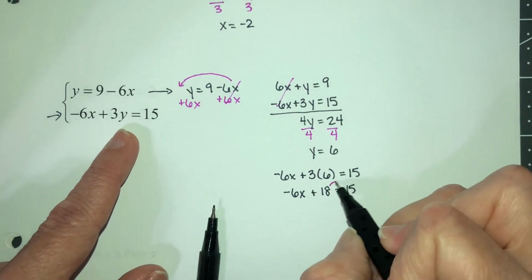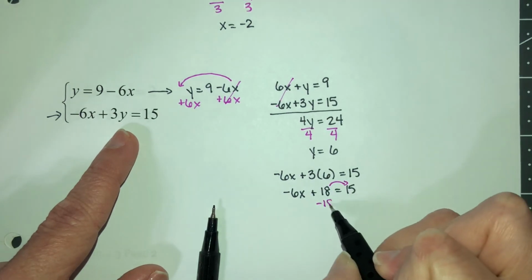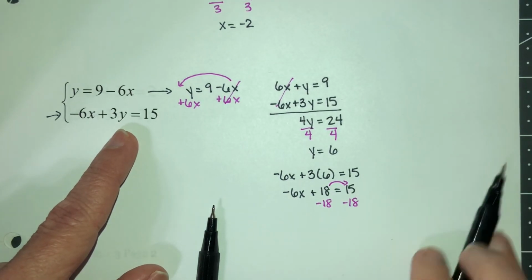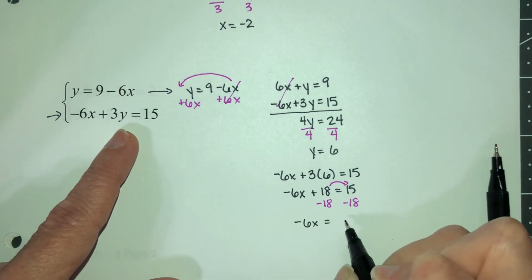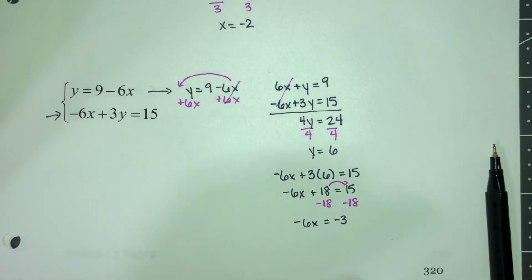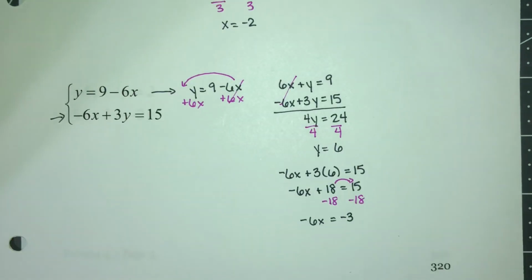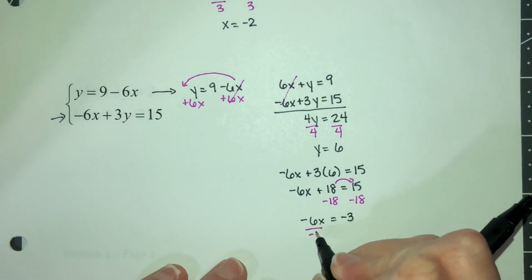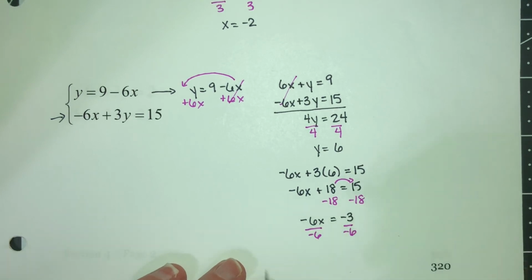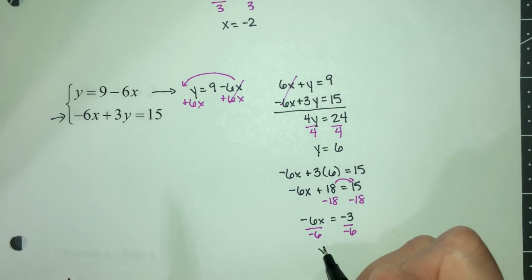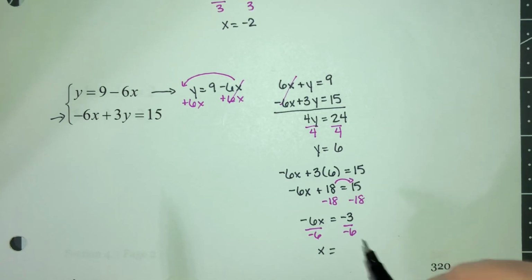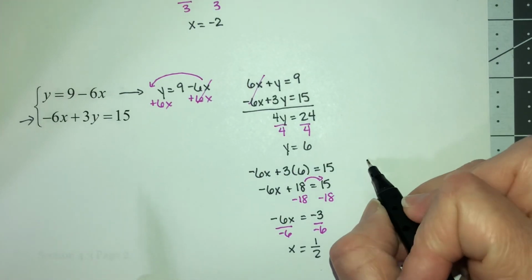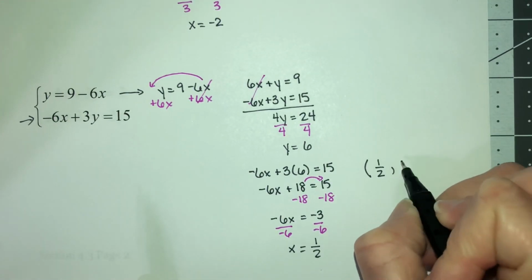Now let's move the 18 over to here by subtracting 18 from both sides. We get negative 6x is equal to negative 3. Divide both sides by negative 6, and we get x equal to a negative over a negative is positive. 3 over 6 reduces to 1/2. So your answer would be the point 1/2, 6.